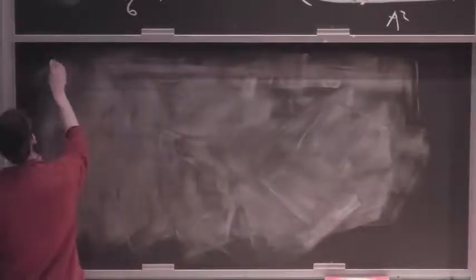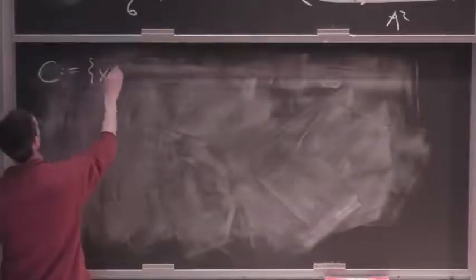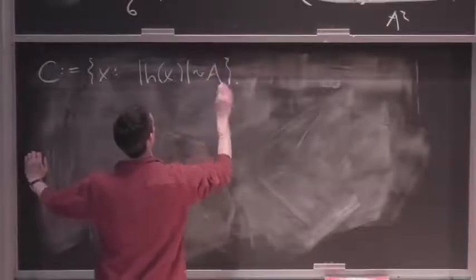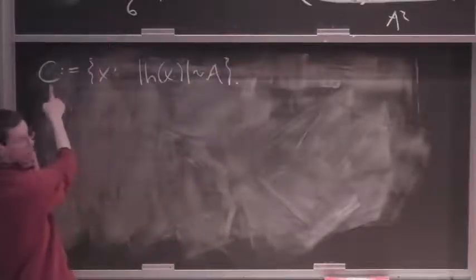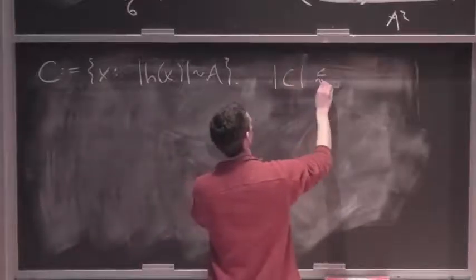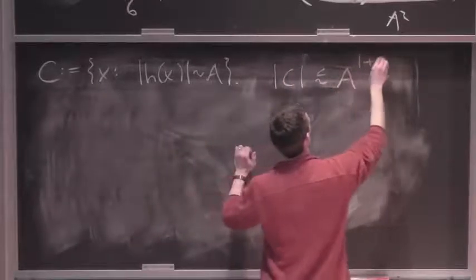So let me say that C is defined to be the set of x so that h of x is comparable to A. And this L6 norm gives us an upper bound for the volume of C. The upper bound is that the size of C is basically bounded by A to the 1 plus epsilon.